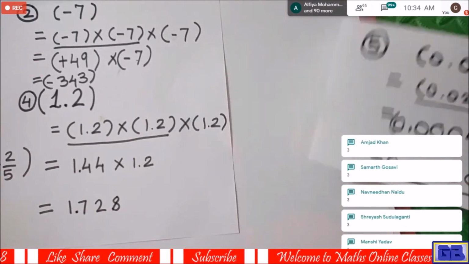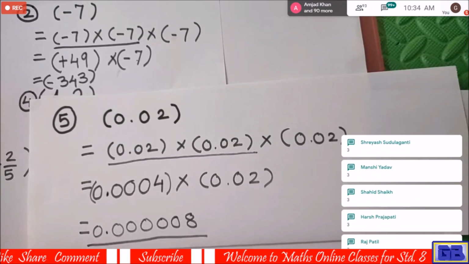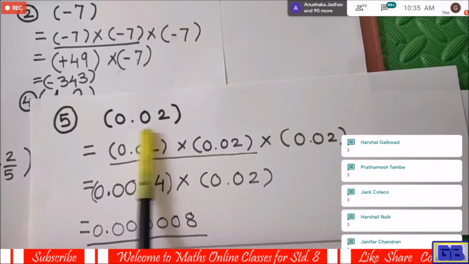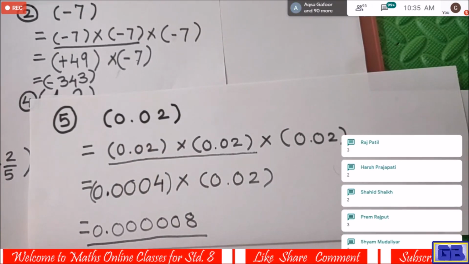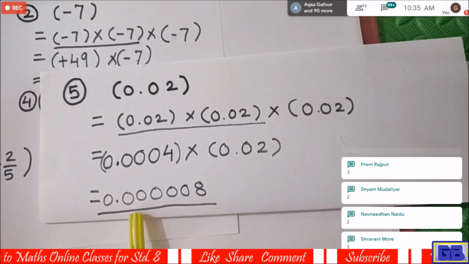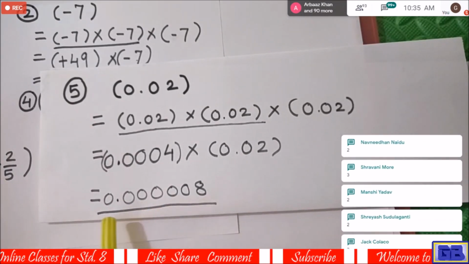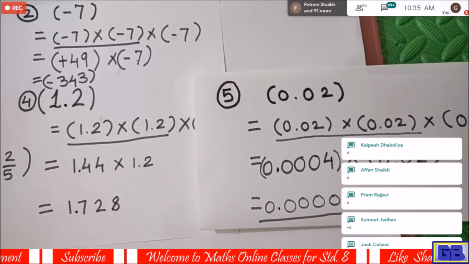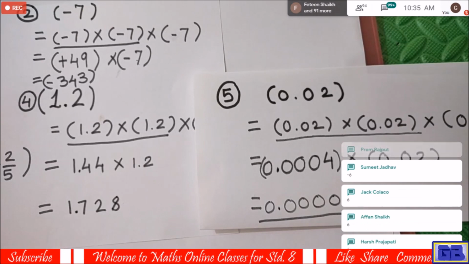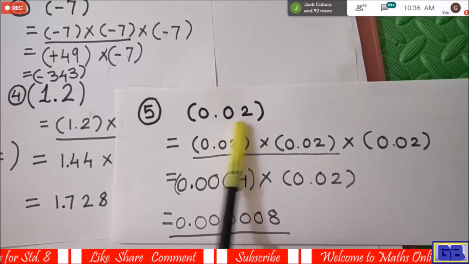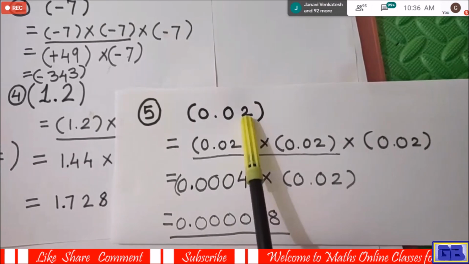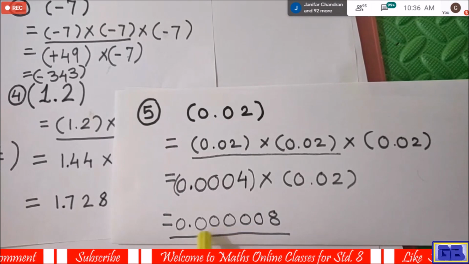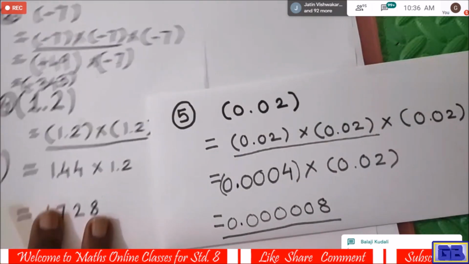Similarly, in the fifth question, after the decimal point, how many digits are there? 2 digits, correct. And in the answer, how many digits are there after the decimal point? Correct, 6. If it is asked to find the cube of a decimal number with 2 digits, then in the answer we have multiplied 3 times. 3 times 2 is 6. So 1, 2, 3, 4, 5, 6. This concept I wanted to explain to you.